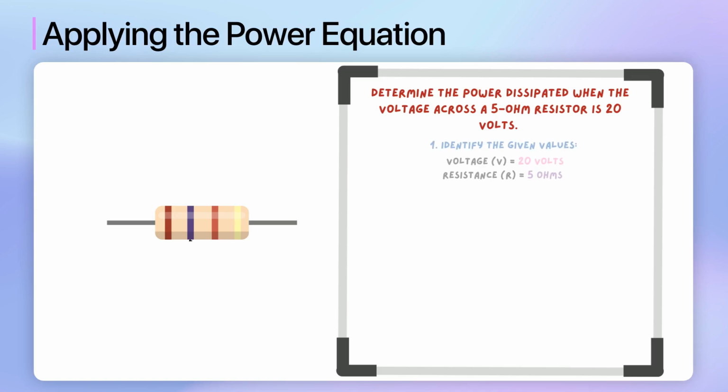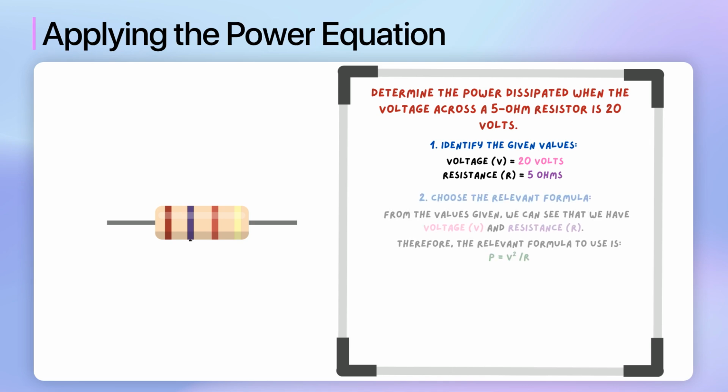Firstly, we need to identify the known values. The voltage V is 20 volts and the resistance R equals 5 ohms. Next, we need to choose the relevant formula. From the values given, we can see that we have voltage, V, and resistance, R. Therefore, the relevant formula to use is P equals V squared divided by R.